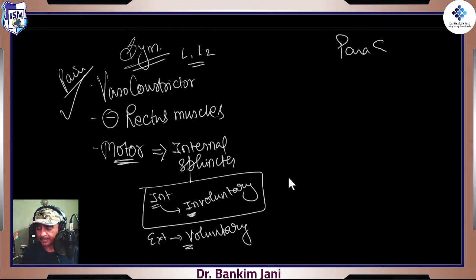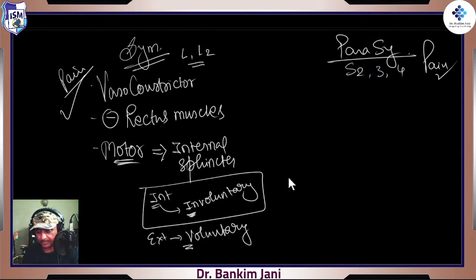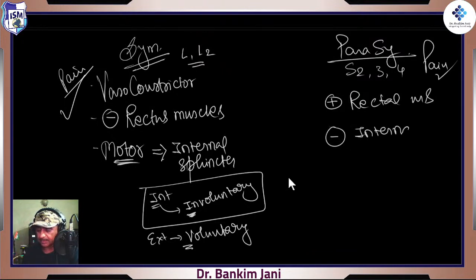About the parasympathetic, S2, S3, S4, right? And this parasympathetic would also be carrying the pain. So let's write it down. But this is doing just the reverse. It would stimulate the rectal muscles, so the rectal muscles would contract. When they contract, it is necessary to tell the internal sphincter that now you relax, right? So the internal sphincter is relaxed. But how on earth would this parasympathetic know when is the correct time, right?